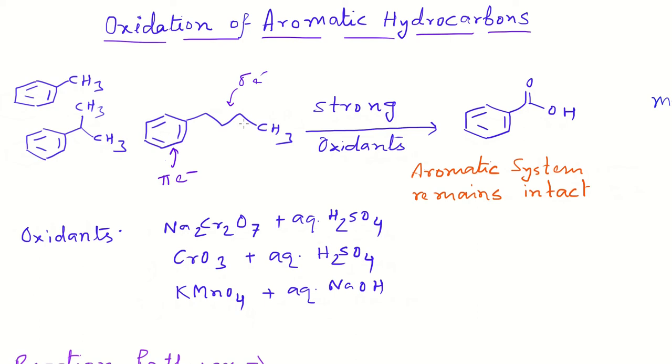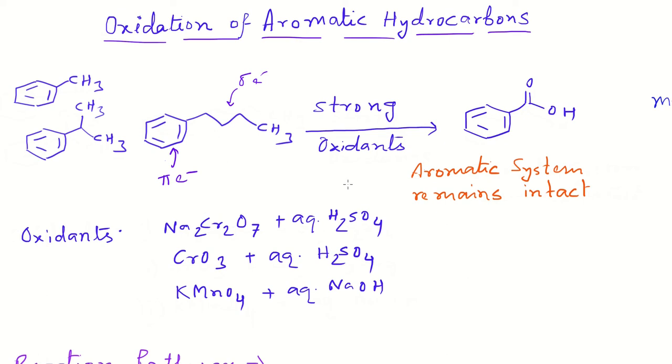But interestingly, when they are subjected to oxidation in the presence of strong oxidants like sodium dichromate in aqueous sulfuric acid or potassium permanganate in aqueous sodium hydroxide, the pi electron system remains intact and the saturated aliphatic system is oxidized. The product is the carboxylic acid of the corresponding aromatic system. In this case, the aromatic system is the phenyl or benzene ring, so it is benzoic acid.